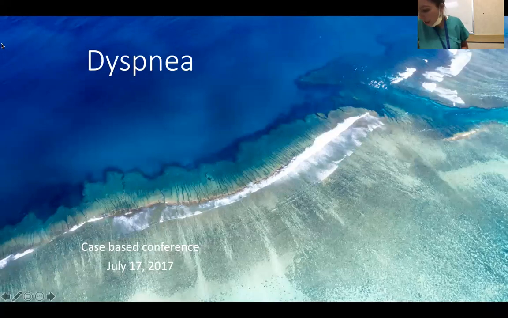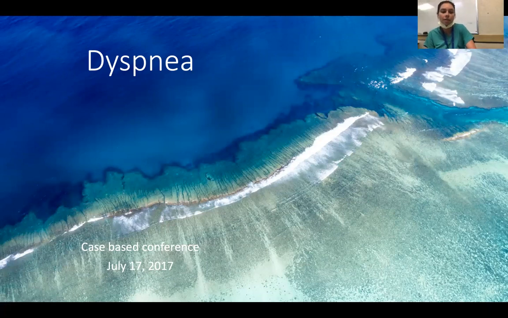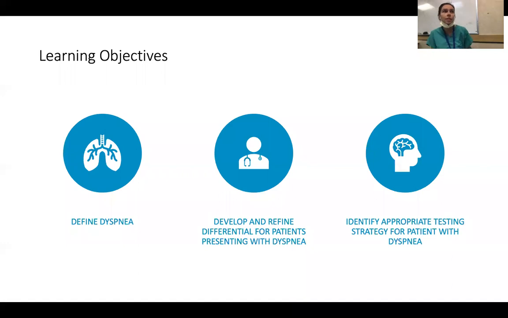So today we're going to talk about a thoughtful approach to dyspnea based on a case-based conference. The learning objectives for today are to define dyspnea, develop and refine a differential for the patients who present with dyspnea, and then identify appropriate testing strategy for those patients.